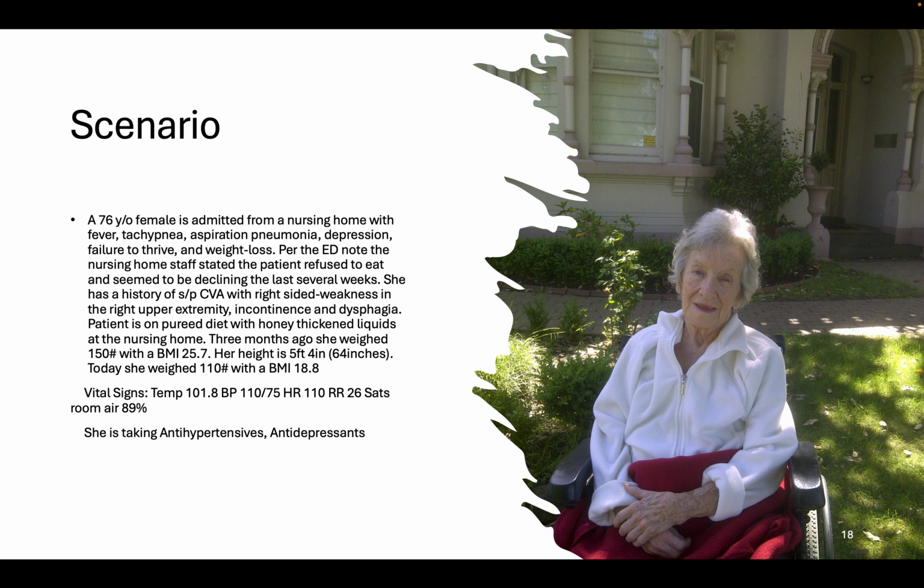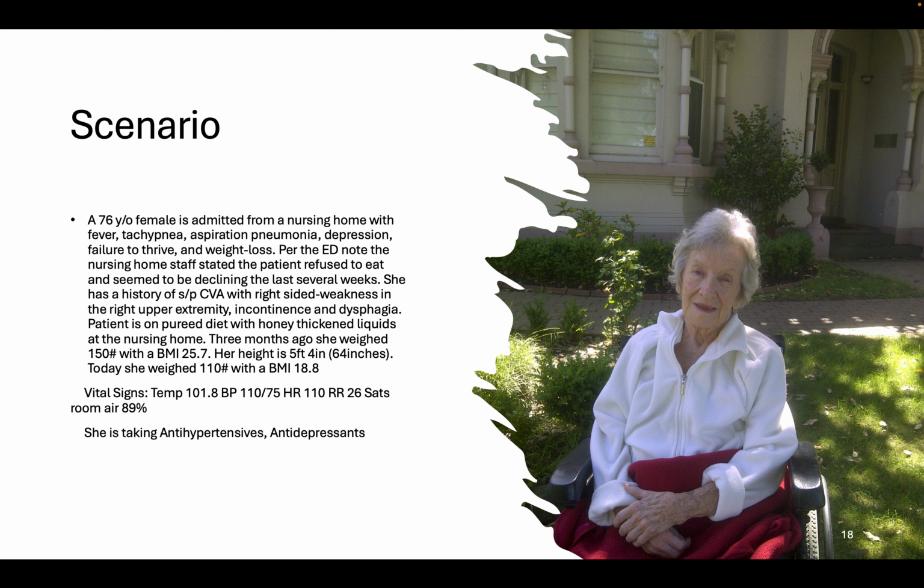Three months ago, she weighed 150 pounds with a BMI of 25.7. Her height is 5 feet 4 inches, 64 inches. Today, she weighed 110 pounds with a BMI of 18.8. So she's really declined since she's gone into the nursing home. Again, she had a CVA. She's probably right-handed. Maybe she hasn't been able to feed herself. She has dysphagia. She might be pocketing the food or very slow to eat. She might even be afraid to eat. So she's starting to lose weight.